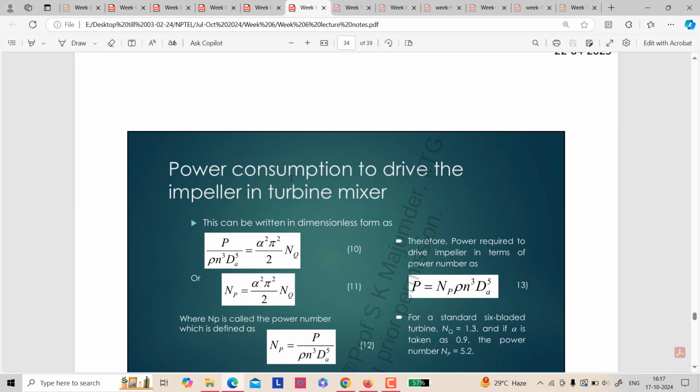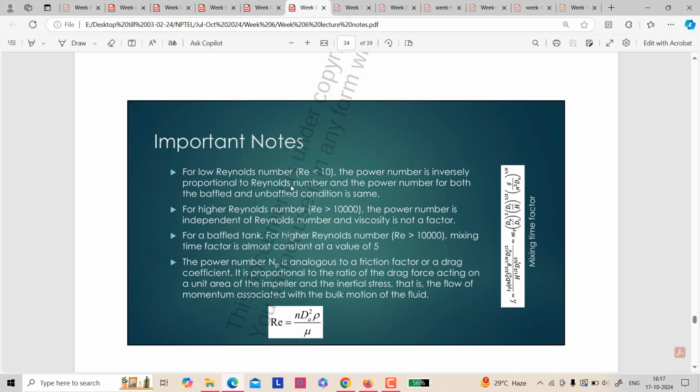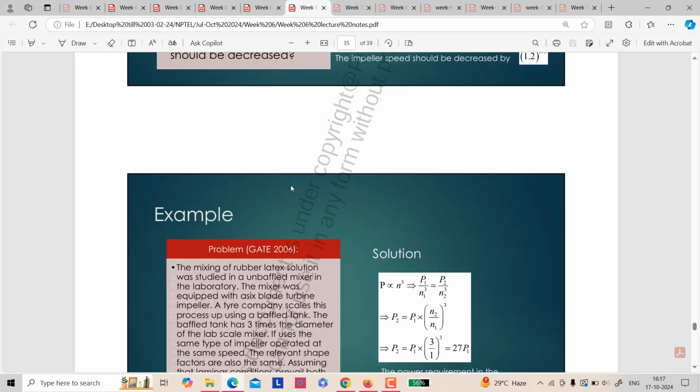This is the power consumption to drive the impeller in a turbine. So that is quantified here with this formula. These are some of the examples.